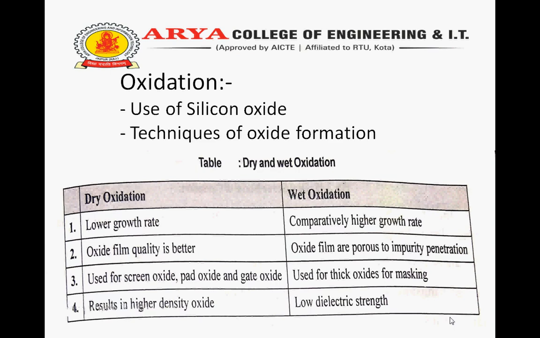Difference between the dry and wet oxidation. Lower growth rate in dry oxidation, comparatively higher growth rate in wet oxidation. Oxide film quality is better in dry oxidation. Oxide films are porous to impurity penetration in wet oxidation. Used for screen oxide, pad oxide and gate oxide in dry oxidation. Used for thick oxide for masking in wet oxidation. Results in higher density oxide in dry oxidation, low dielectric strength in wet oxidation.